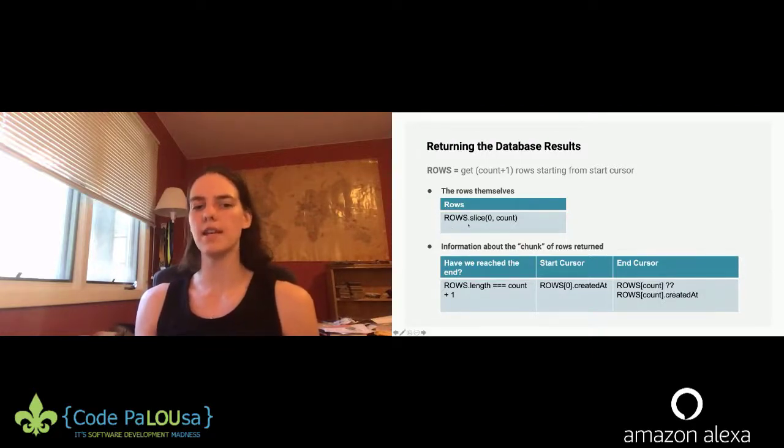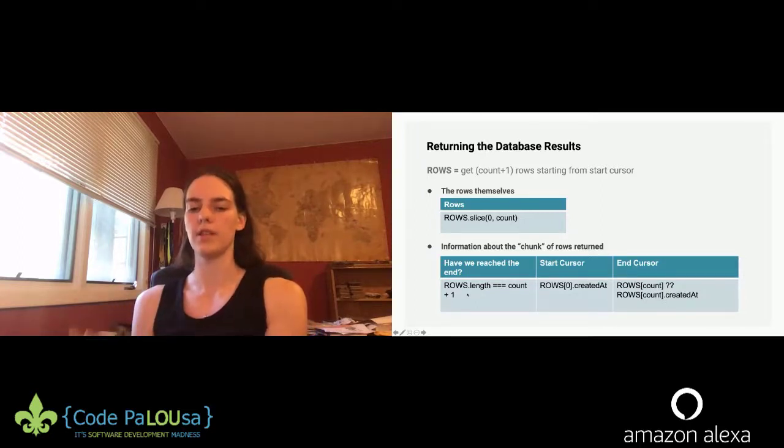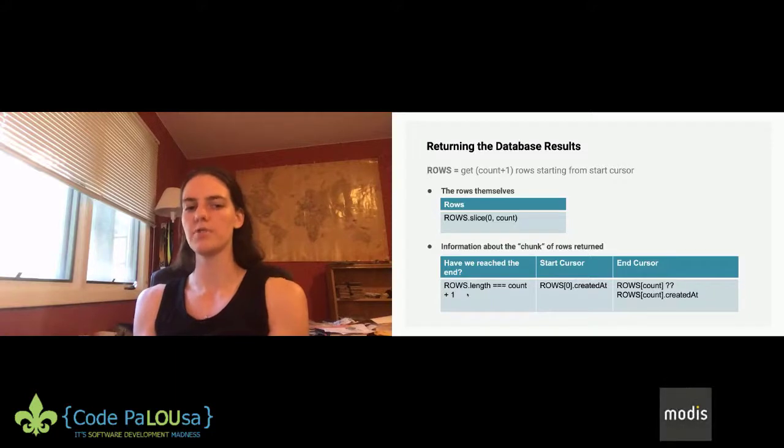But the general idea is you would want to return count number of rows to the client. We would want to return whether we've reached the end or not. This is why we're fetching one extra row: if I'm trying to get 10 rows and I ask for 11 rows and I am able to get 11 rows, that means I have not yet reached the end. So if rows.length is equal to count plus 1, then I do have more rows that I can still fetch in the future.